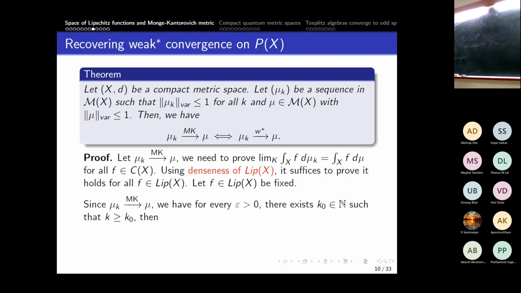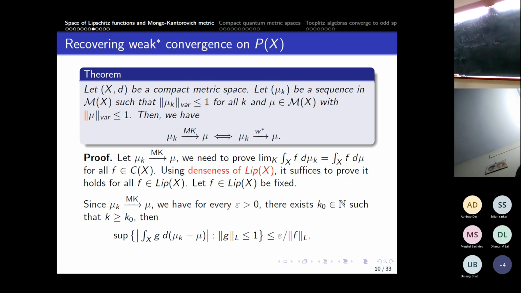Now we know that mu_k converges to mu in MK. So by the definition, for every epsilon there is a k naught such that for k greater than or equal to k naught, the norm of mu_k minus mu, which is the supremum of the integral of g d(mu_k minus mu) over g with Lipschitz constant less than or equal to 1, can be made smaller than epsilon. I'm also dividing it by a constant, which is the Lipschitz norm of f. Now, any questions?